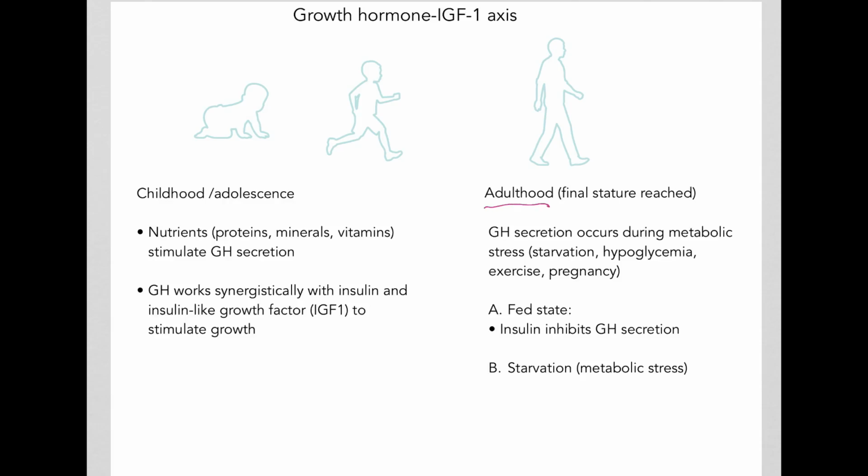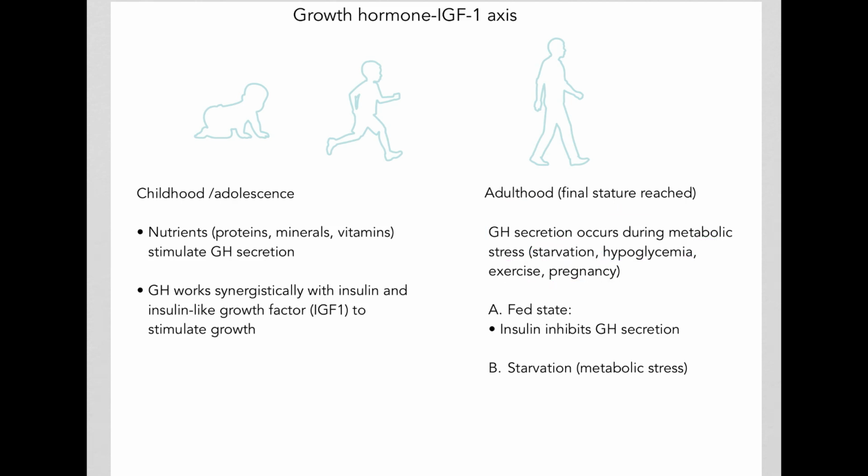During adulthood, when the final stature is reached, then growth hormone secretion occurs only during metabolic stress. And examples of metabolic stress include starvation, low blood glucose or hypoglycemia, exercise, as well as pregnancy.